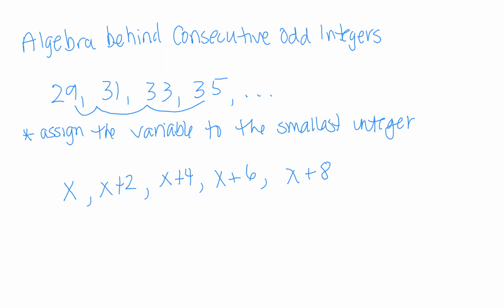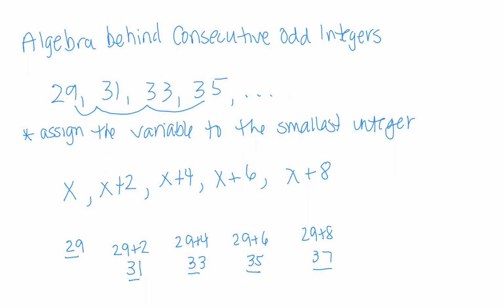Okay, so let's play. Let's say x is 29. Well, 29, which is x, plus 2 is 31. 29 plus 4 is 33. 29 plus 6 is 35. 29 plus 8 is 37. And we could keep going, but notice 29, 31, 33, 35, 37. We have a series of odd integers that are in a row. So consecutive odd integers.